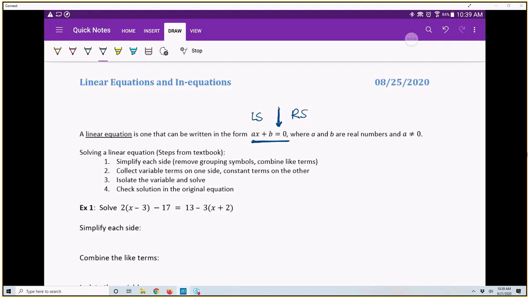So when we say equation, we're talking about something that includes an equal sign, and we have something on the left equal to something on the right. Now when we say a linear equation, we mean something that can be written in the form ax plus b equal to 0, where a and b are real numbers and a is not 0. So these real numbers, a and b, will be called the coefficients of the equation.